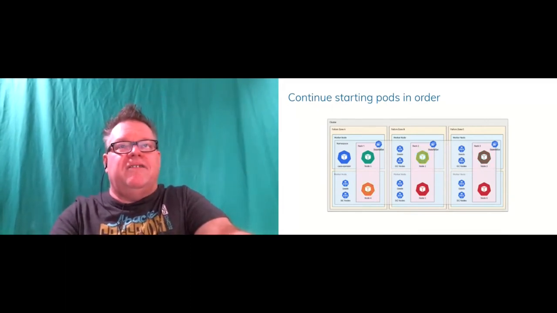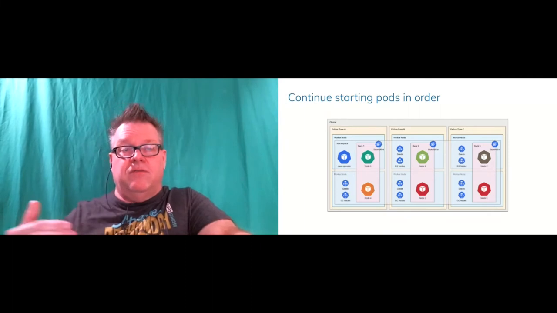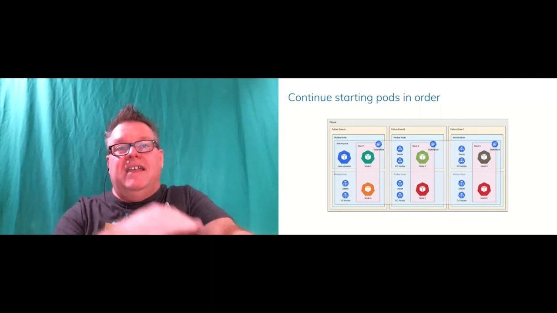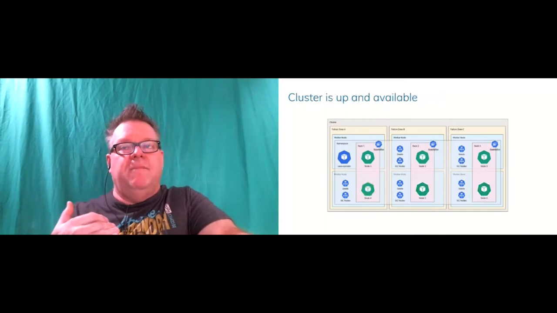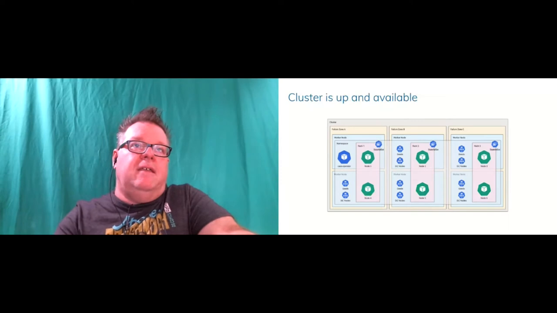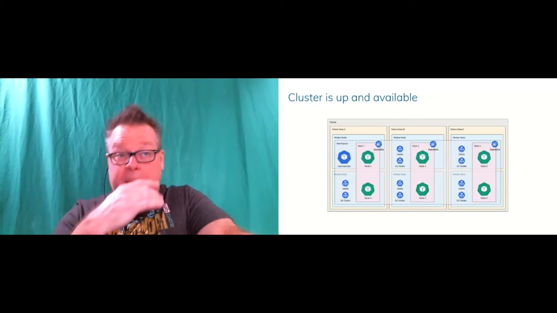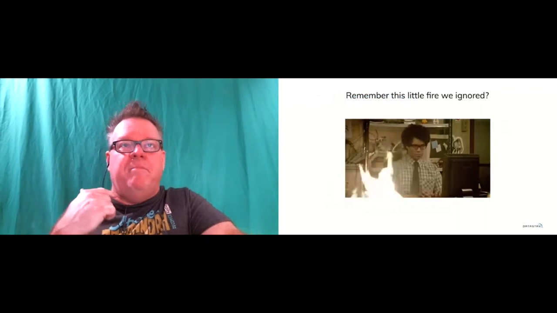But the Cassandra nodes, as they're coming up, come up in order across the stateful sets, so across those racks, and then in the next line down the order. So it's starting to create this cluster in a very predictable and useful way. So remember this? This is a big deal.